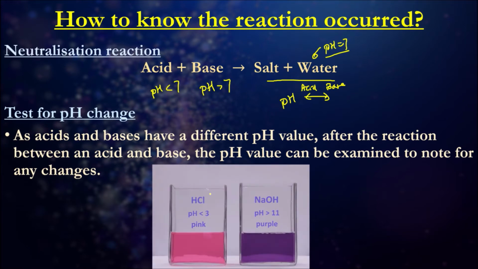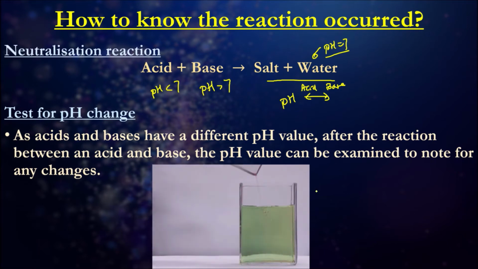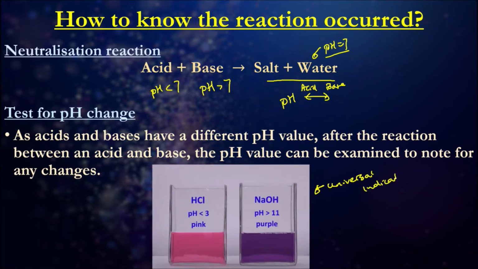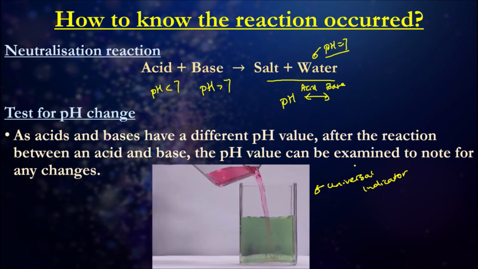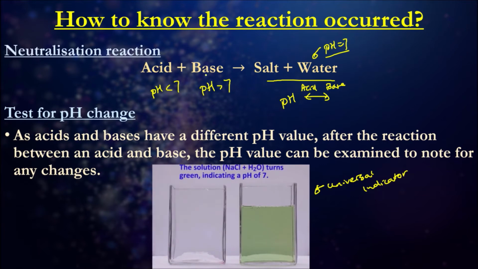You can see with the acid, it's pink, the base is blue. Using our universal indicator, we can get different colors. If you recall, the universal indicator is just a way of looking at how acidic or basic something is. So that's one way. If we see a pH change between the two, and also a color change if we're using an indicator.